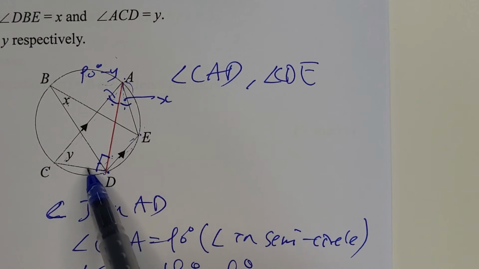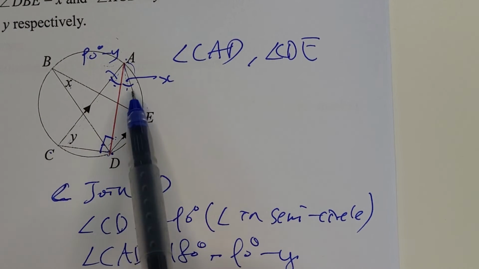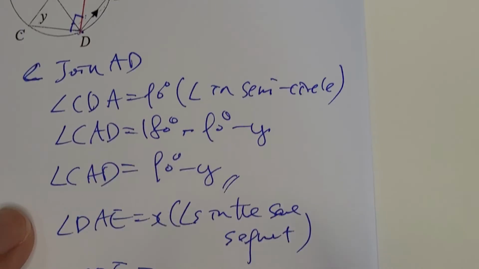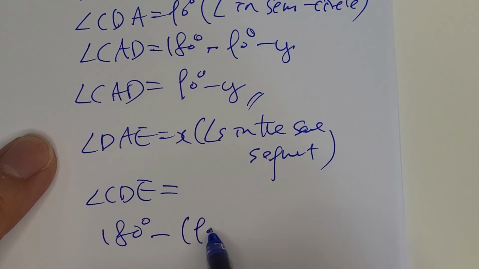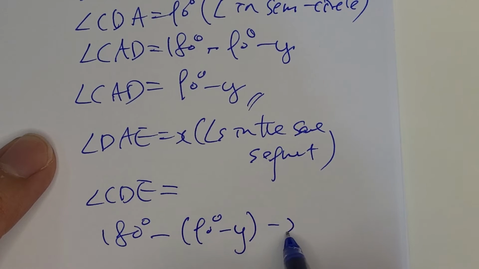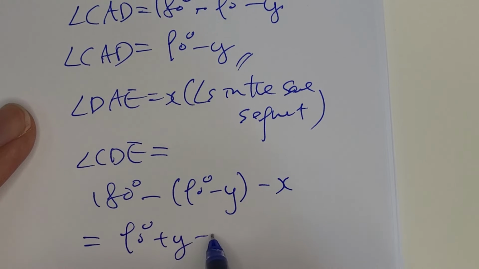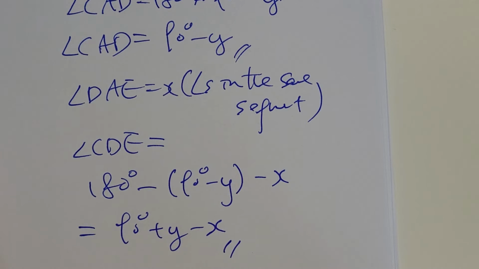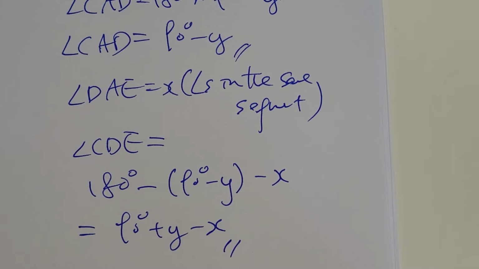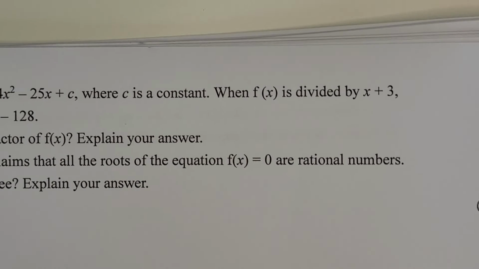So, when you are considering angle CDE, that is 180 degrees minus these two. 180 degrees minus 90 degrees minus y and then minus x. So you will get that is 90 degrees plus y minus x. And that is the answer. Okay, the whole angle CDE. And let's finish question number 7. Okay, now go to question number 8.